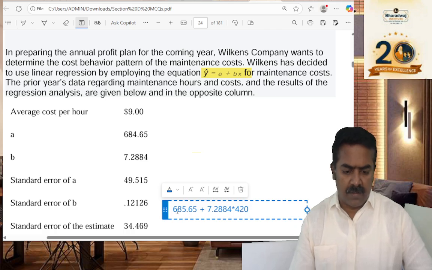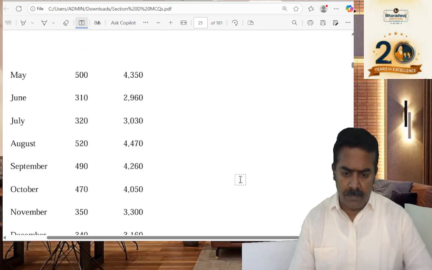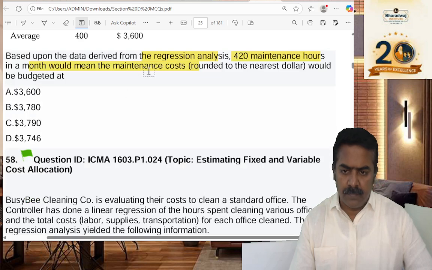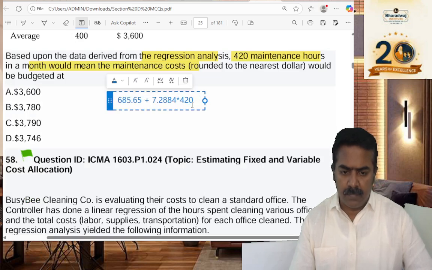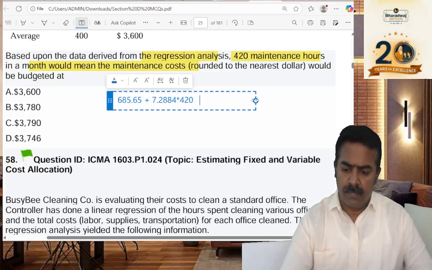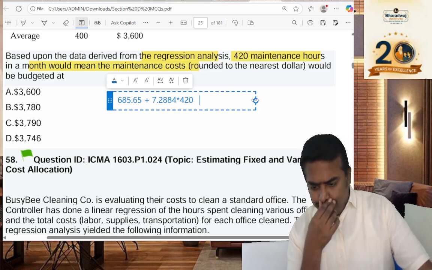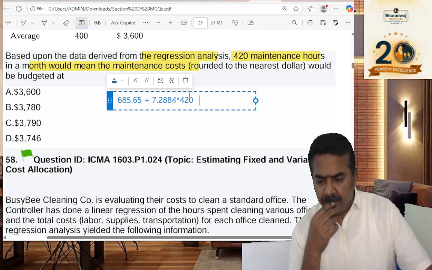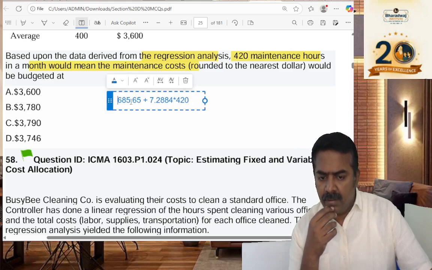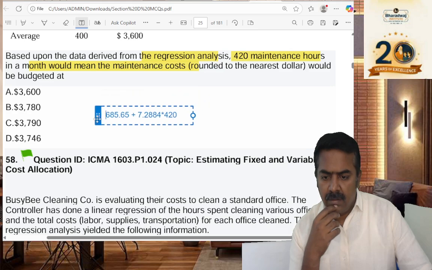So what is the answer? That's option D, sir. Option D. D746.